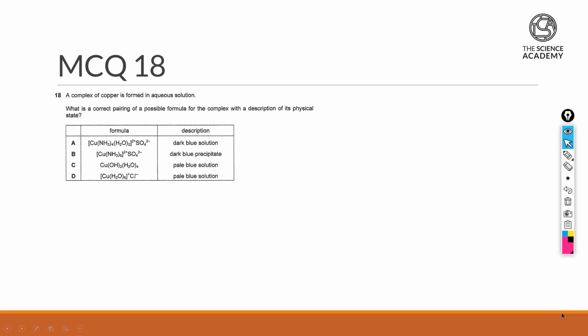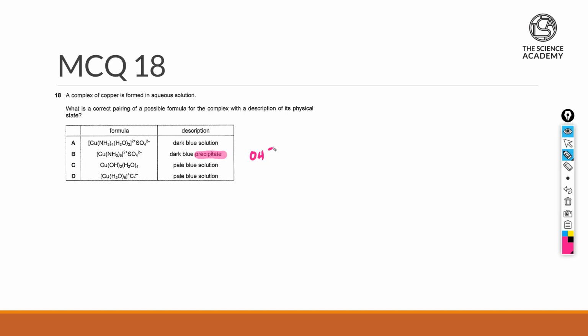In MCQ 18, this is a question with regards to transition metals, and we need to find a pairing of the complex with a correct description of its physical state. Now this is a rather quick and easy question. To look at the term precipitate for most of your complexes, there must actually be the presence of hydroxide in the formula itself. So if you do have hydroxide, you are a precipitate, and without that, you are not a precipitate.